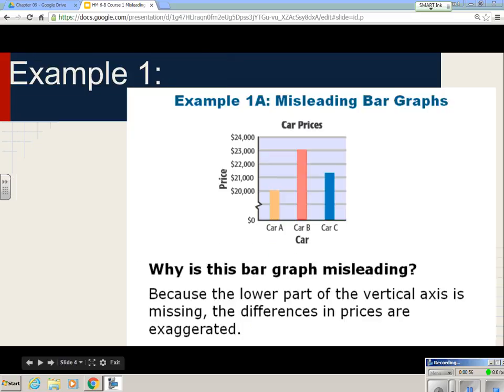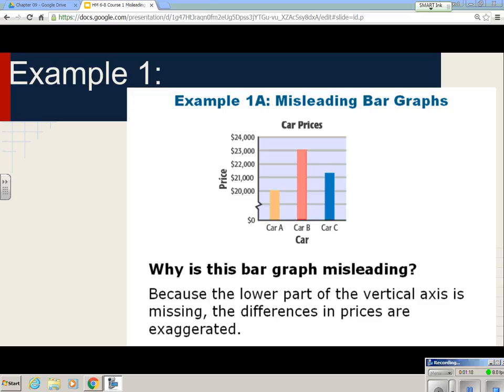All right, so let's take a look at a couple of bar graphs and see how they can be misleading. If you look at this graph, it's obviously about car prices. On the x-axis are the 3 different cars you could be looking at, and the price is the y-axis. Now, why do you think this bar graph is misleading?